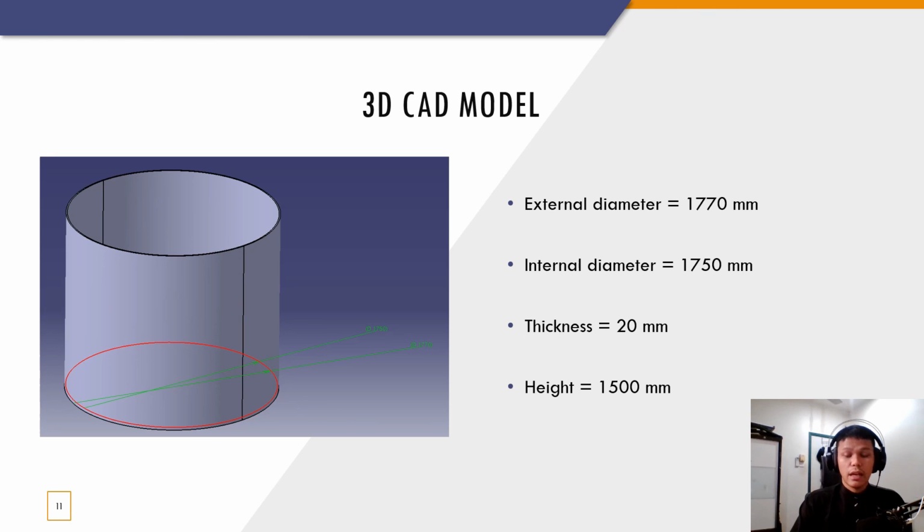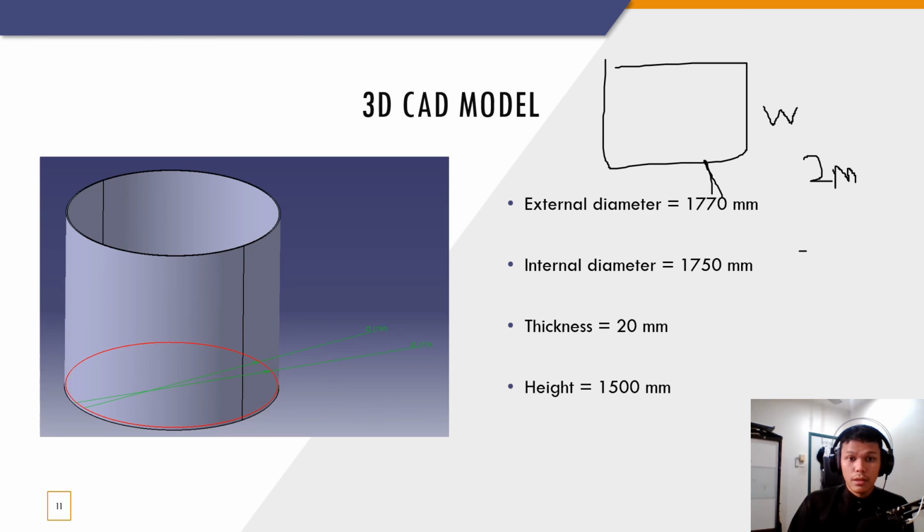This is the 3D model that I have made using CATIA software. The water tank will have an internal diameter of 1750 millimeters, a thickness of 20 millimeters, and a height of 1500 millimeters. The reason I have used a cylindrical water tank instead of a rectangular tank is because of the surface area of the side wall. For example, if we were to take a square shape with a length and width of 2 meters, we will get the perimeter of the entire wall. It will be around 8 meters.